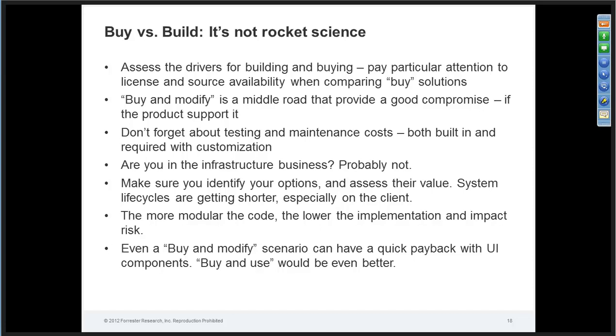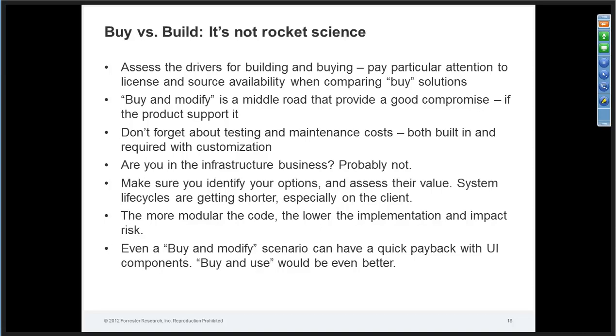I always ask this question of my clients: are you in the infrastructure business? Are you in the business of the basics, or are you in the business of supporting your business users? And in this case, it's pretty clear that this case study is in the business of supporting traders, not in the business of writing really great grids, even when they have to modify the grids to meet the needs of those traders.